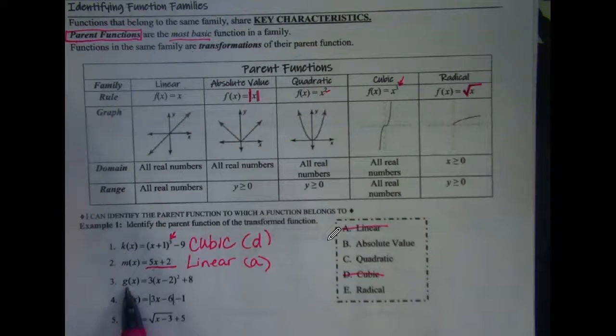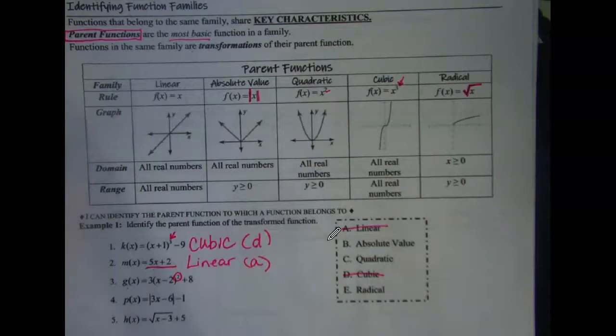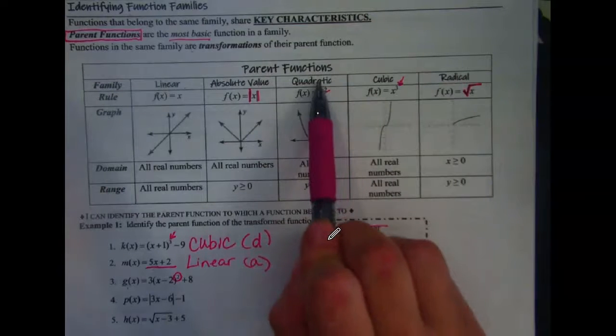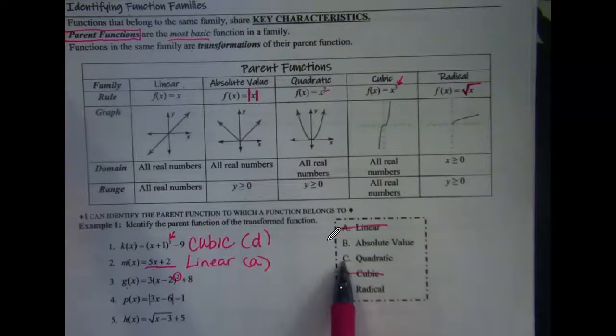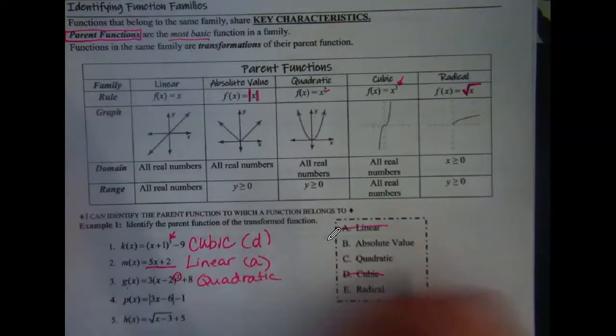Next, I go through g of x, and I have this whole long thing. In all of that, I notice the little 2 exponent. That tells me right away it's a quadratic function. That's the parent function, the most basic one, so it's a quadratic. And that is the letter C.